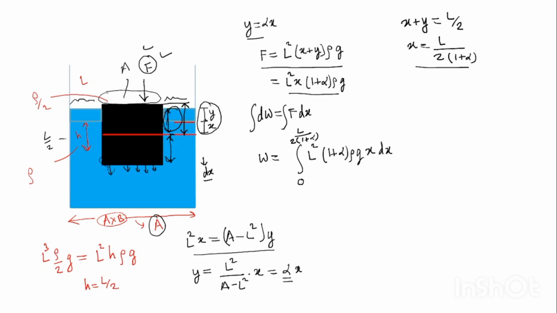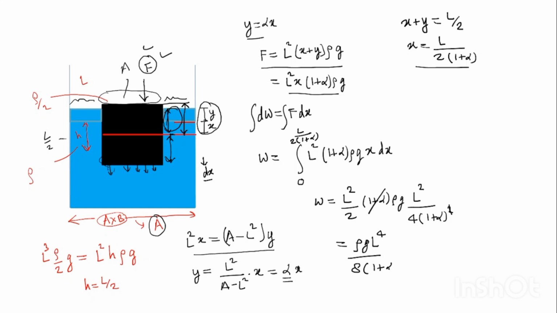Now you simply solve it, you will get the answer. W is L square by 2 times 1 plus alpha rho g times square of this one. That means L square upon 4 times 1 plus alpha square. So now you simply solve it and you will very easily get the answer. 1 plus alpha cancels here. So it is nothing but rho g L to the power 4 upon 8 of 1 plus alpha.